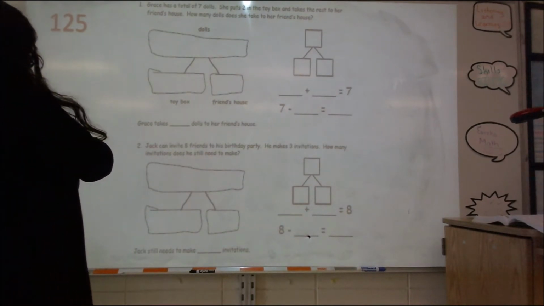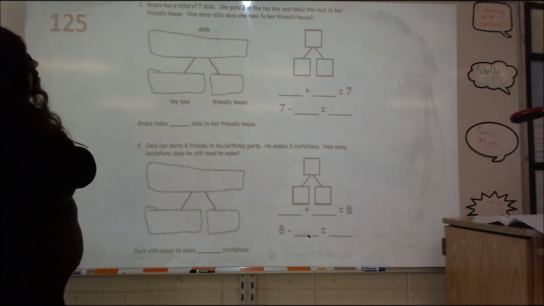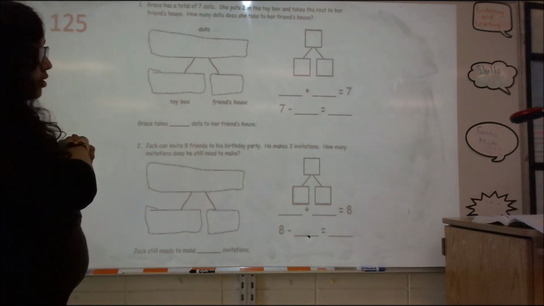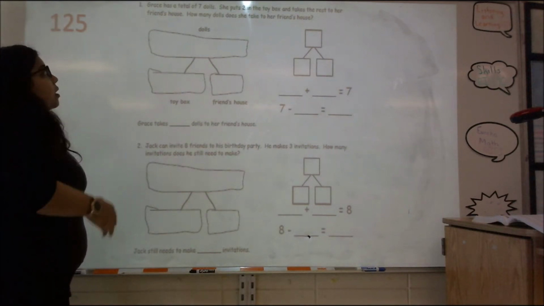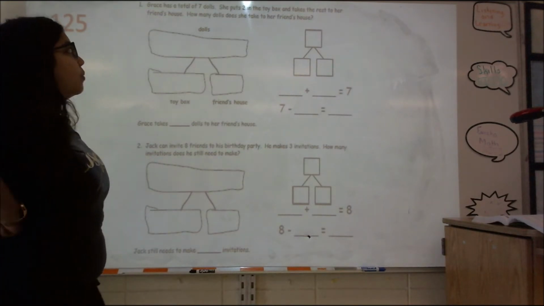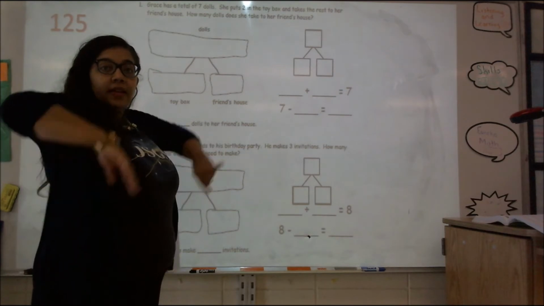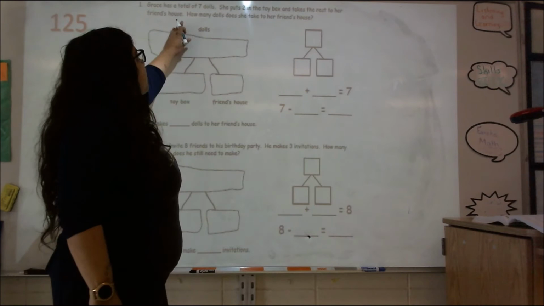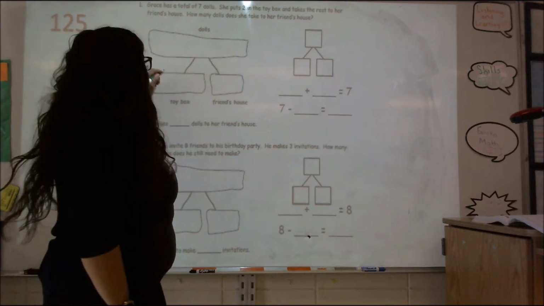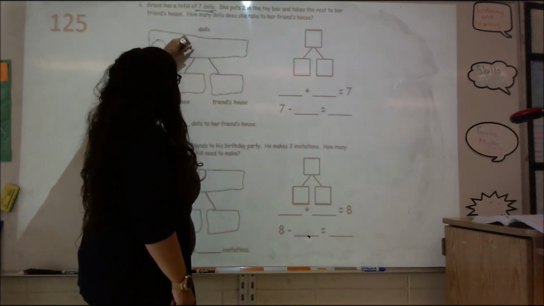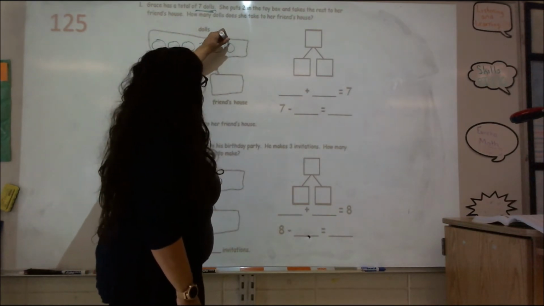Let's read the problem. Grace has a total of 7 dolls. She puts 2 in the toy box and takes the rest to her friend's house. How many dolls does she take to her friend's house? Okay. In this problem, which piece of information do we start with? The whole or a part? We start with the whole, which is the number of dolls. Let's draw to represent the number of dolls. How many? 7. Good. 1, 2, 3, 4, 5, 6, 7.